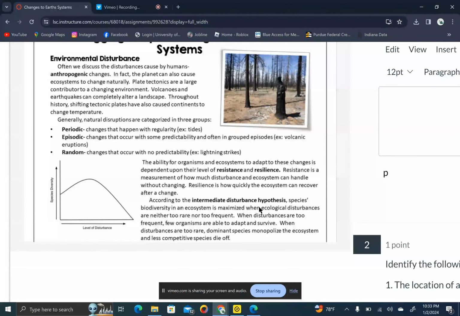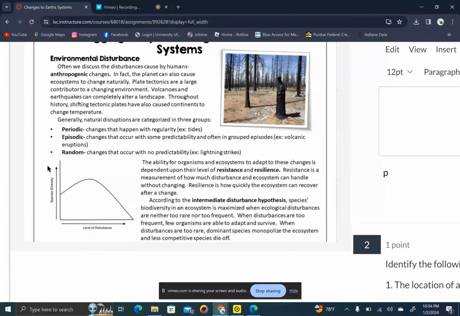According to the intermediate disturbance hypothesis, species biodiversity in an ecosystem is maximized when ecological disturbances are neither too rare nor too frequent. When disturbances are too frequent, few organisms are able to adapt and survive. When disturbances are too rare, dominant species monopolize the ecosystem and less competitive species die off. So it's saying that we do need disturbances. It's just one of those things where we can't have too many and we can't have too few.